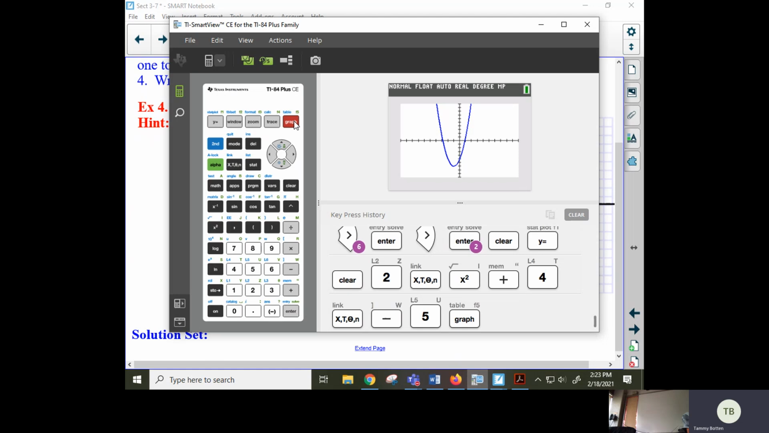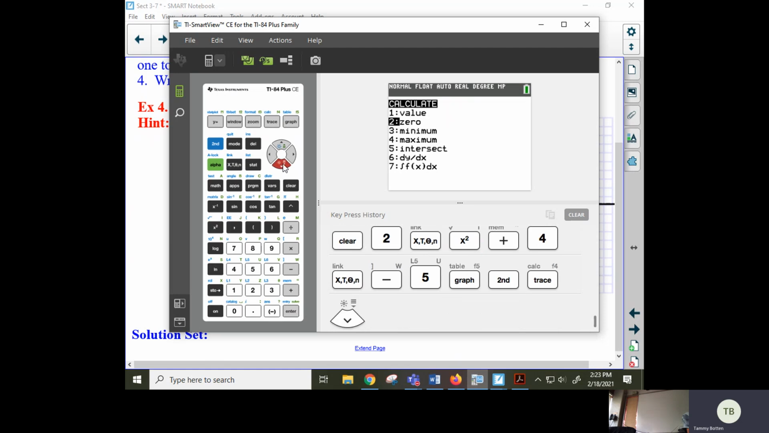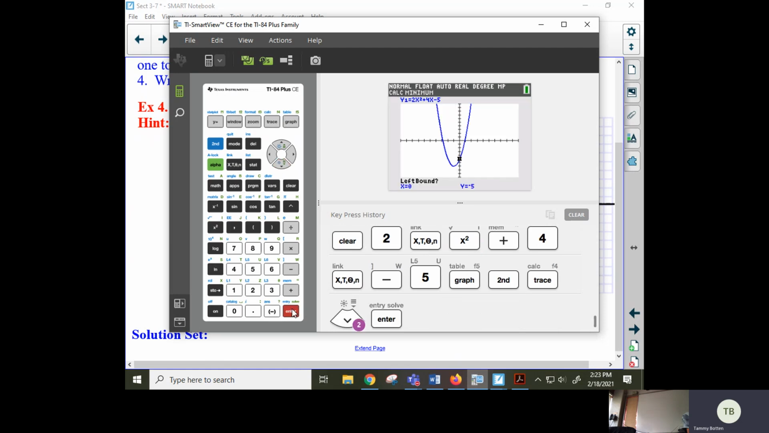Okay, so I'm going to go second trace and find my minimum value. I'm going to go down to 3, and then I'm going to move my left arrow so I'm to the left of this minimum. And then I'm going to move the right arrow so I'm to the right of the minimum. And then I just hit enter again. Now this one is one of those examples where this says negative 0.999999999. What it really is close to then is what?